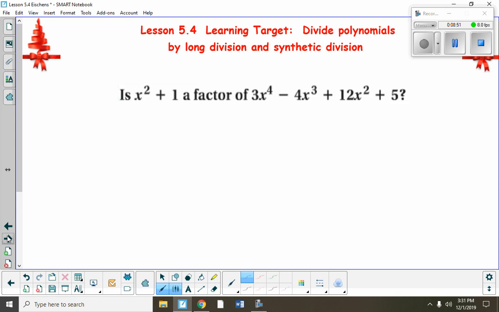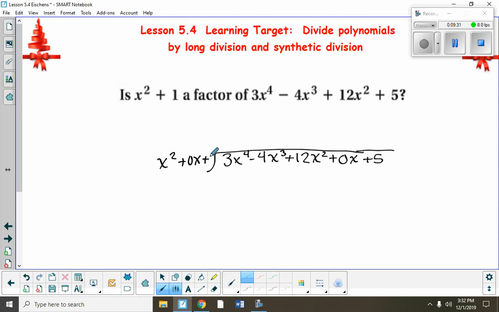All right, the next question says, is x squared plus 1 a factor of 3x to the 4th minus 4x cubed plus 12x squared plus 5? If it's a factor, it would divide evenly into it with a remainder of 0. So we are dividing into 3x to the 4th minus 4x cubed plus 12x squared. Oh, there's not a plain x term right here, so we're going to write 0x plus 5. It gets pretty confusing if you don't write in the 0 term there. Here we have x squared, and again, we don't have an x term, so we'll write 0x plus 1.